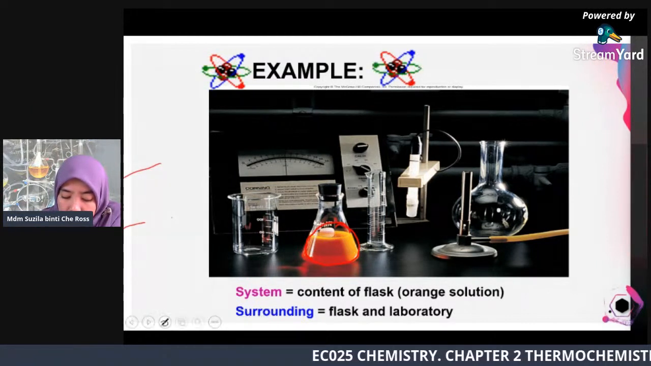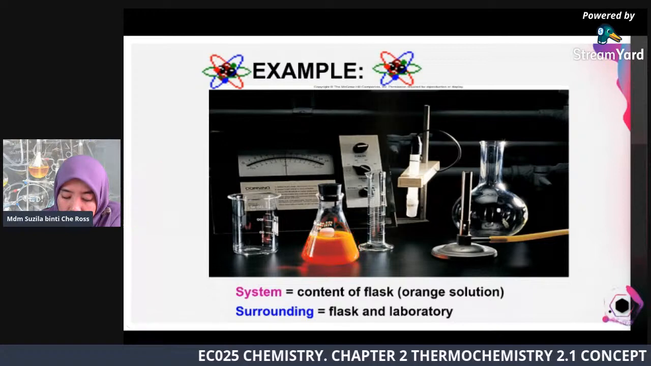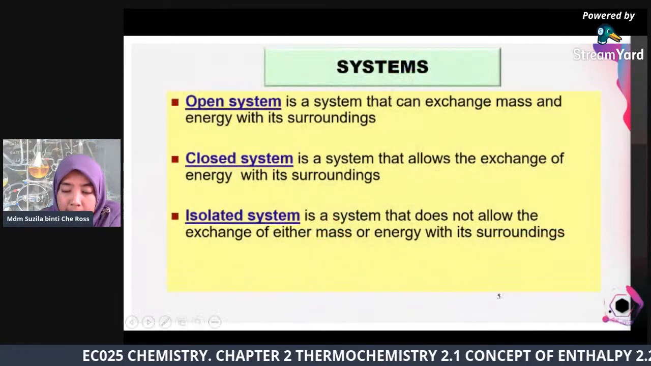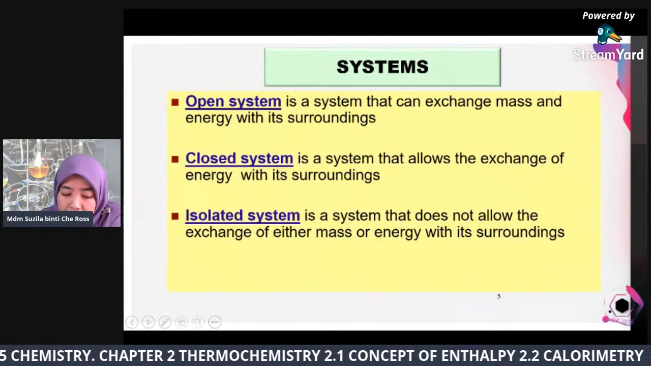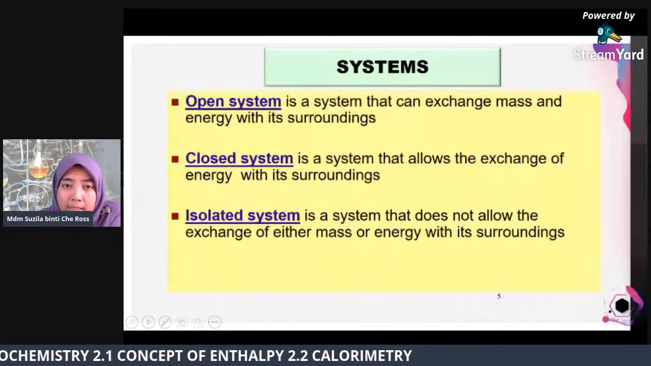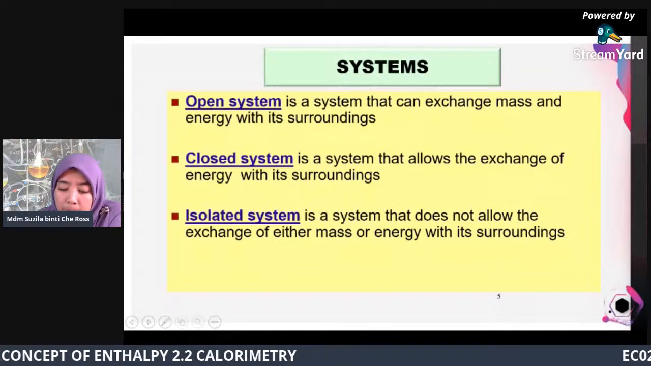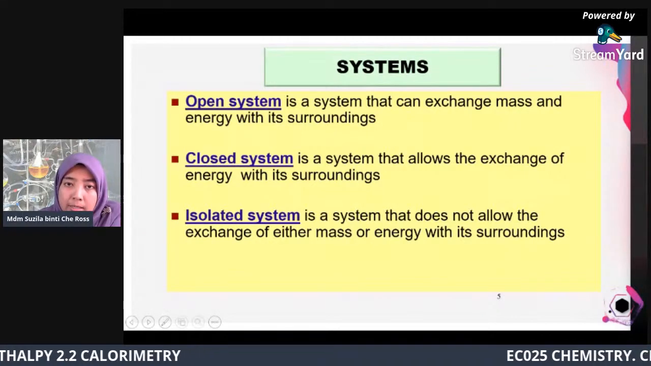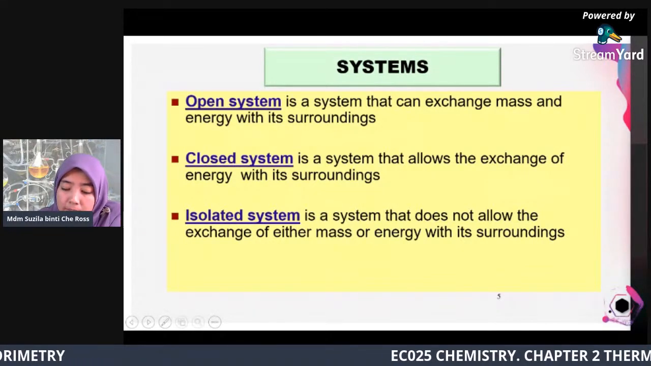So next, system. Okay, there are three types of system. We have open system, closed system, and isolated system. So what is open system? System that can exchange mass and energy with its surrounding.